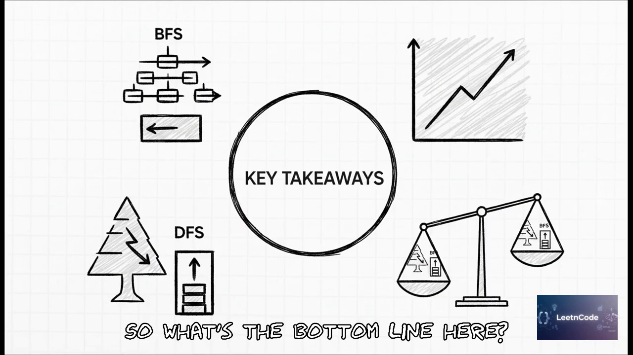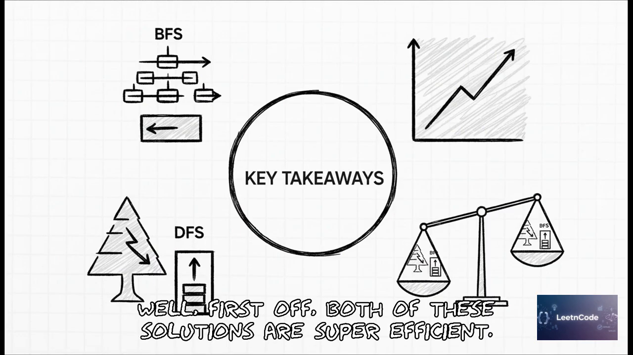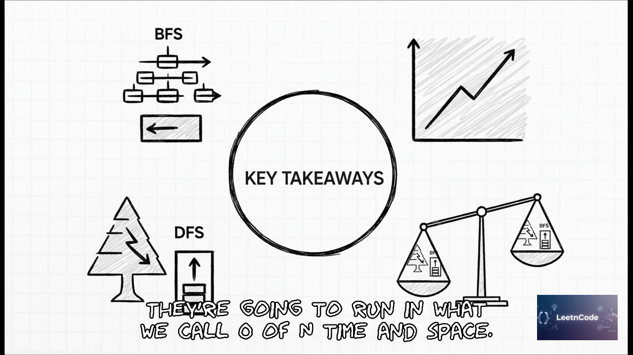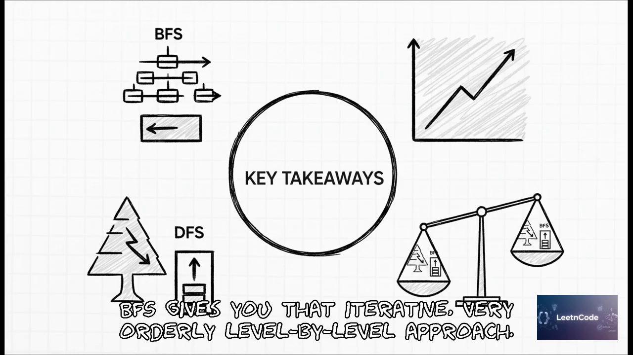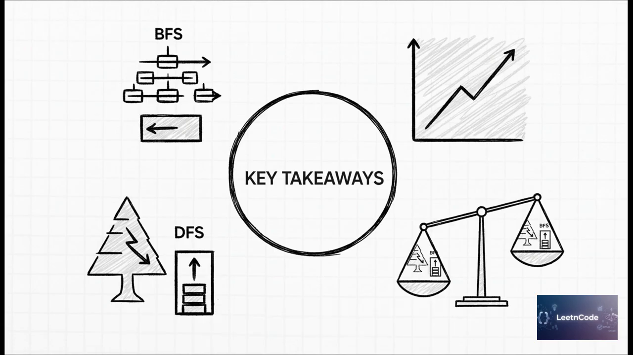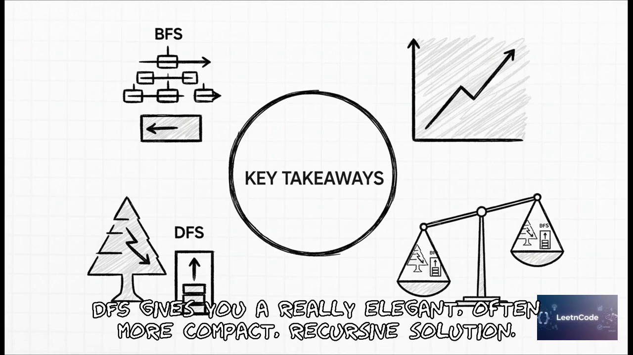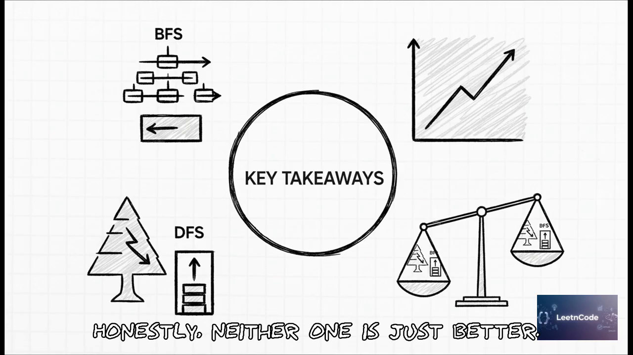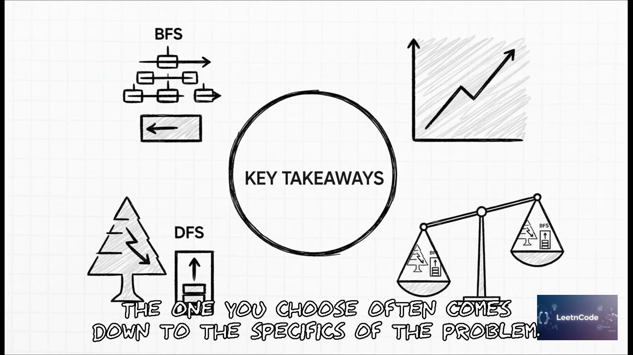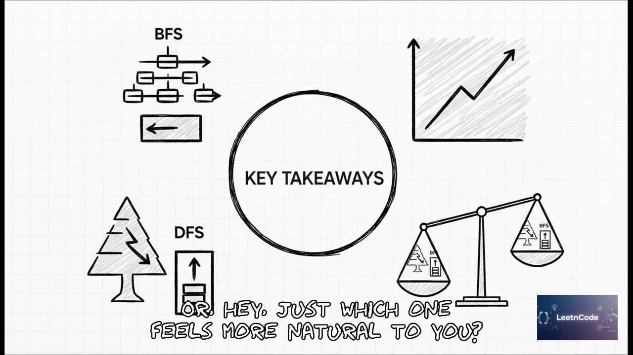So what's the bottom line here? Well, first off, both of these solutions are super efficient. They're going to run in what we call O of n time and space. BFS gives you that iterative, very orderly level-by-level approach. DFS gives you a really elegant, often more compact recursive solution. Honestly, neither one is just better. The one you choose often comes down to the specifics of the problem, or just which one feels more natural to you.